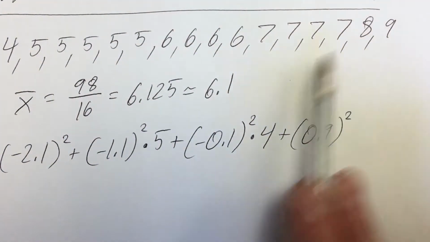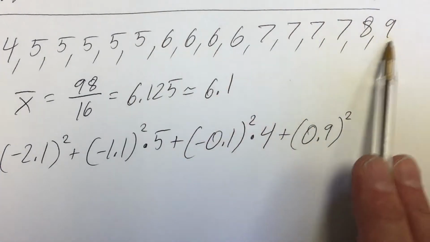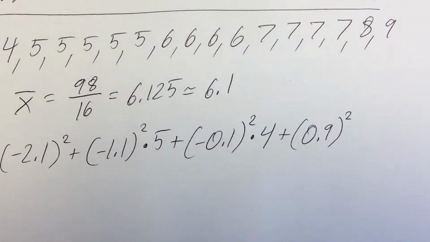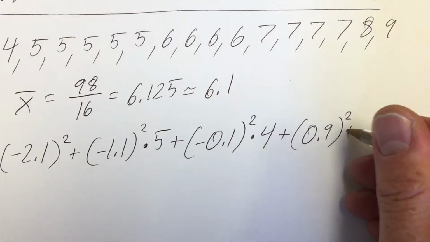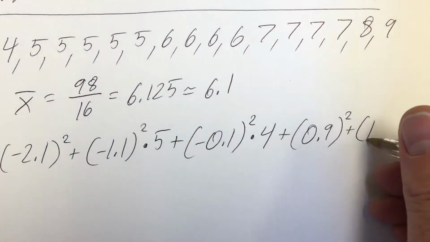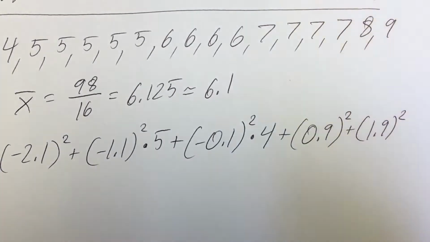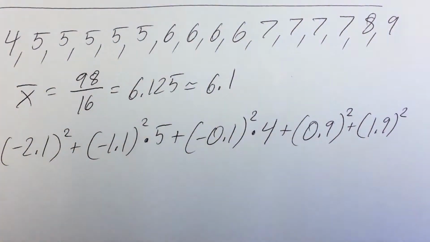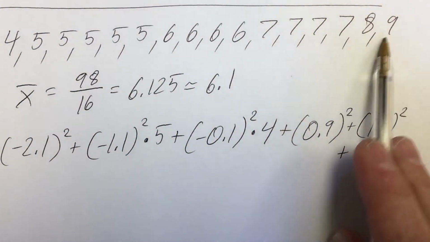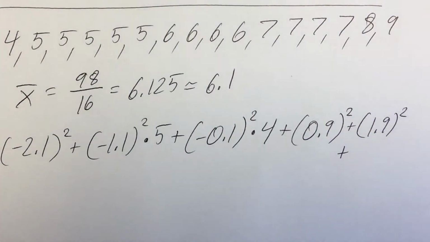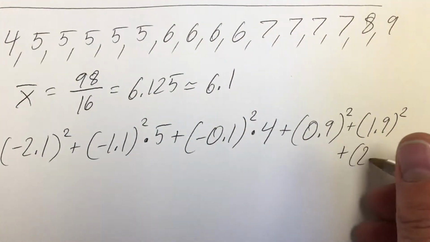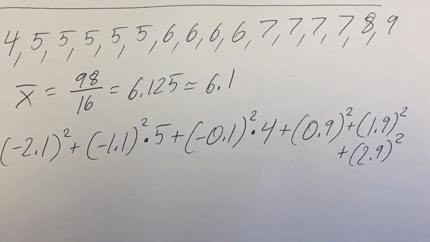The last two numbers are 8, subtracting off 6.1, and 9, subtracting off 6.1. 8 minus 6.1 would be 1.9 squared. And the last value, 9 minus 6.1, would be 2.9 squared.